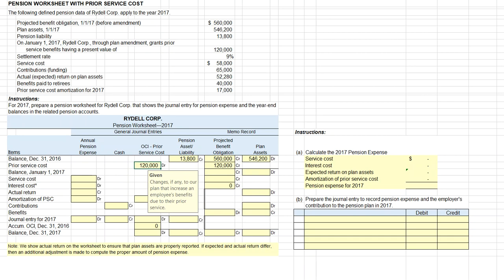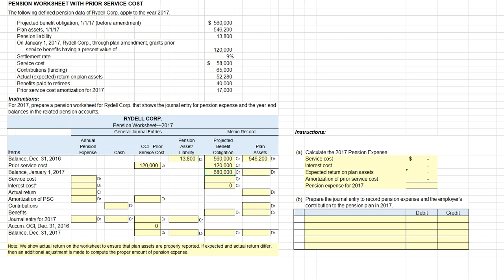We are told that we're going to have $120,000 in prior service costs. And again, that's a change, if any, to our plan that increases employees' benefits due to prior year's service, not future year service, but prior year service. And again, this is arising from an amendment to our pension plan. So we're going to have adjusted beginning balances for our pension for January 1, 2017. Our liability balance or pension obligation will be $680,000.